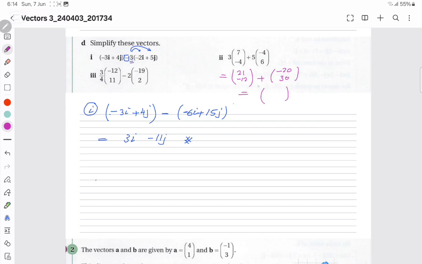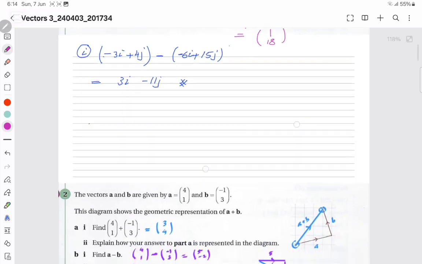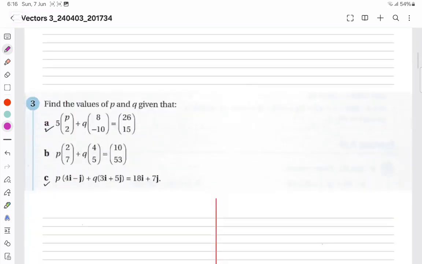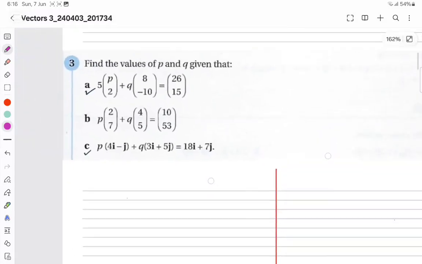Then we collect the corresponding members. 21 minus 20, it will be 1. 30 minus 12, it will be 18. For the third one, it's so easy. By the same way, you can do it alone. Now we are going to the next question.